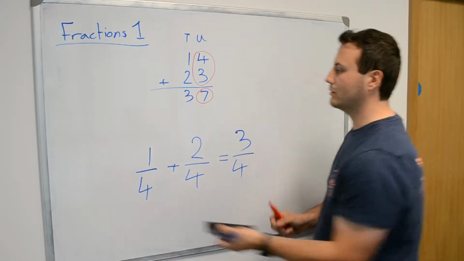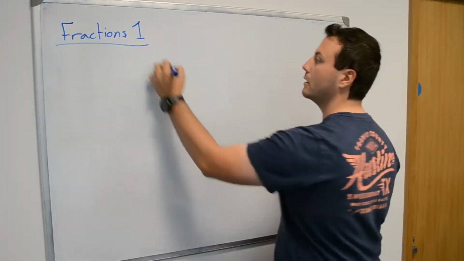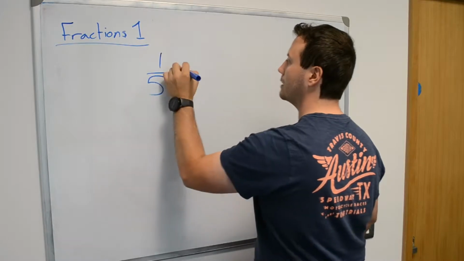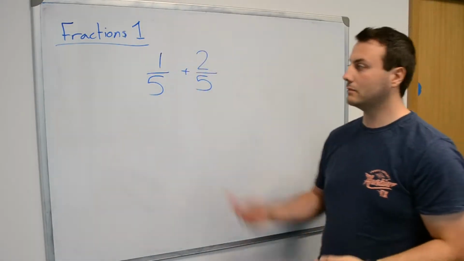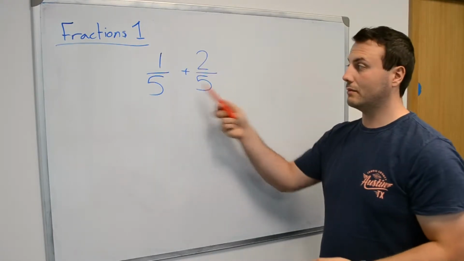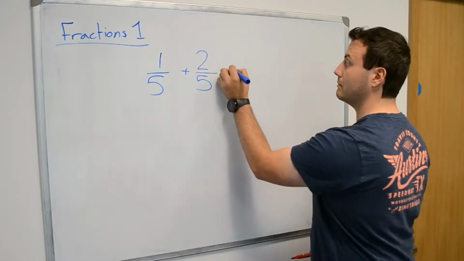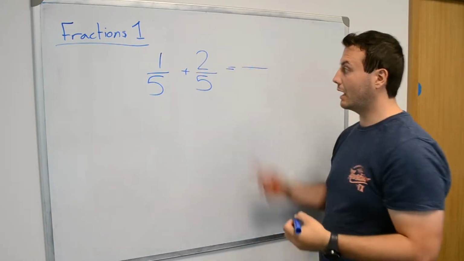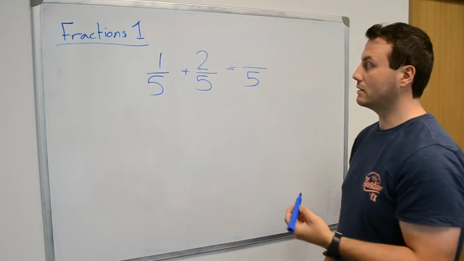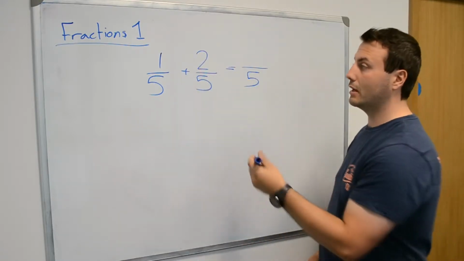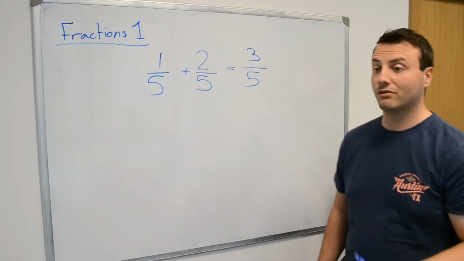So we'll do another example. 1/5 plus 2/5. Again, we can see that on the bottom half, they're both divided by 5. So that means that these two fractions can be added together, and the answer will also be over 5 for our fraction. So now that's been sorted, we look at the top, and we just add the top half of our fractions together. 1 plus 2 gives us 3, for 3/5.